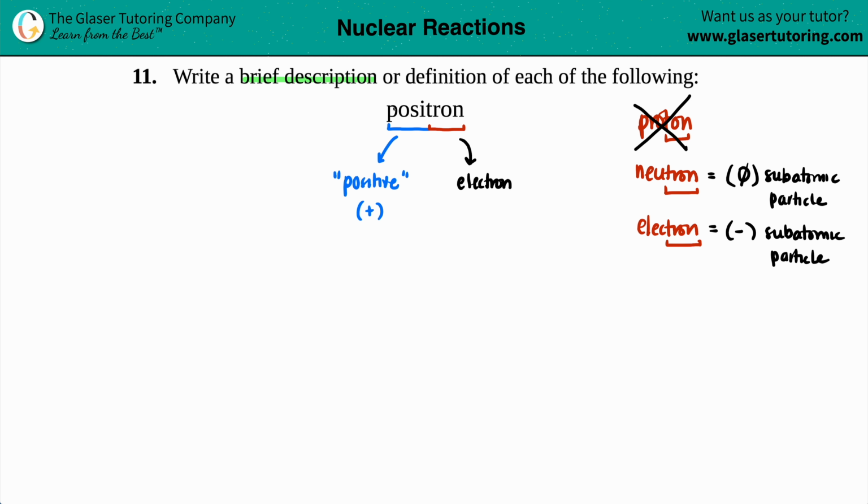But now, if we're saying that we have a positron, put these two words together. You now have a positively charged electron.